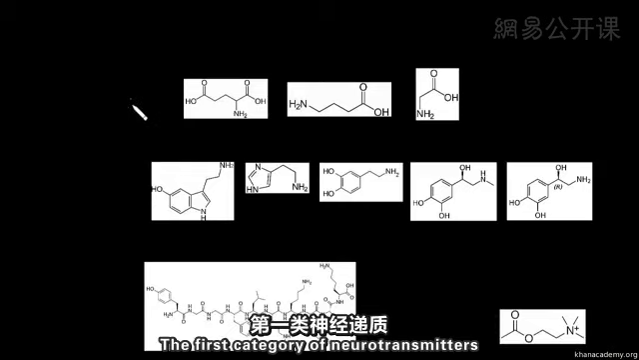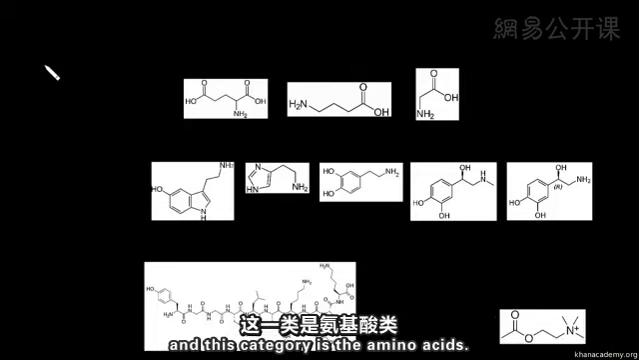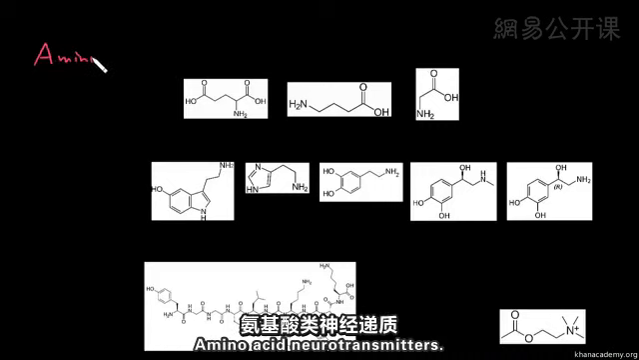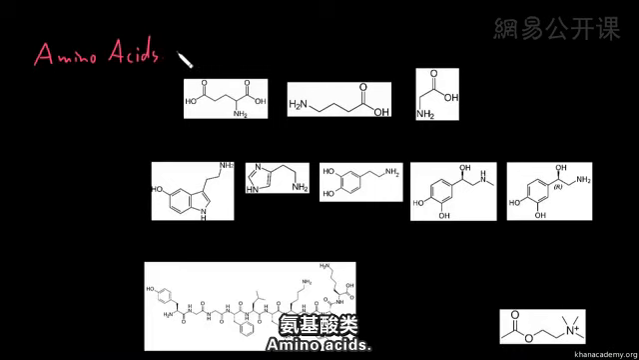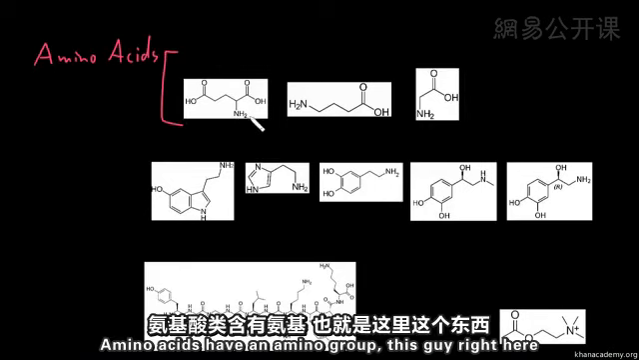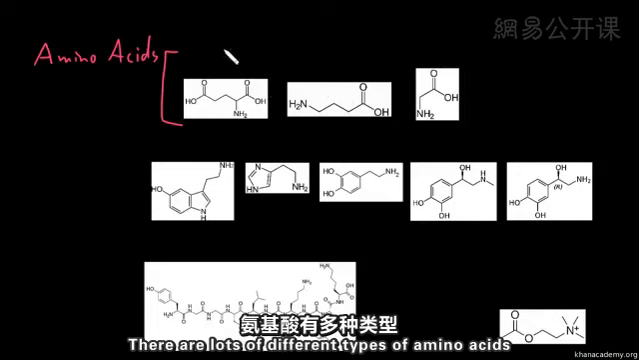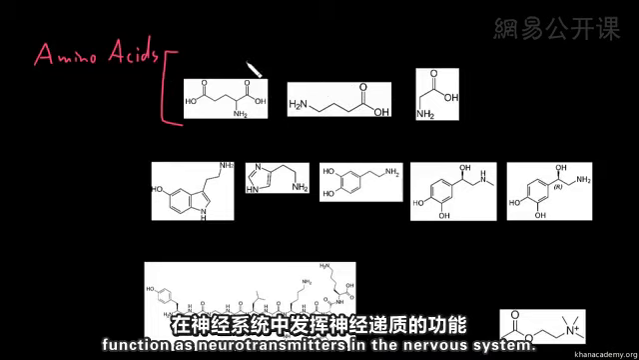The first category of neurotransmitters I'm going to represent with these three neurotransmitters right here, and this category is the amino acids. Amino acid neurotransmitters. Amino acids have an amino group, this guy right here, and they have a carboxylic acid group, this part right here.